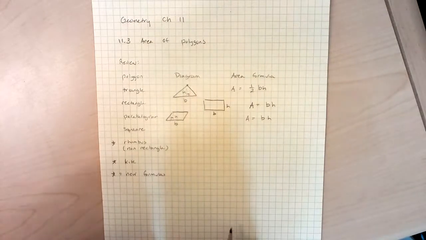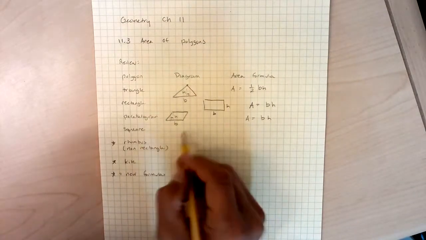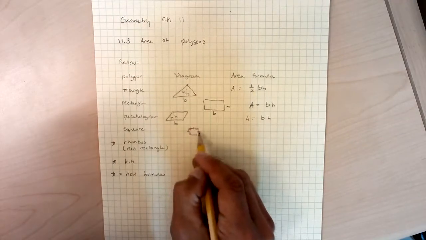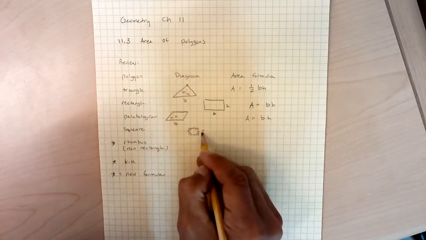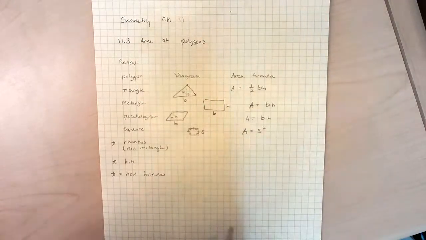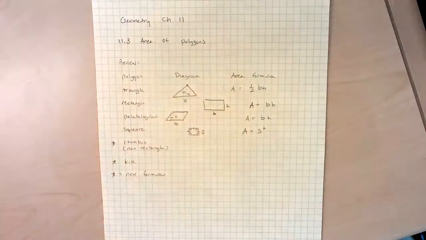Okay. Another polygon is a square where all sides are congruent and all the angles are right angles. If you let one of the side lengths just be s, then the area of the square is s times s, or s squared. Those are all review, and then we can go over some examples of those a little bit later.